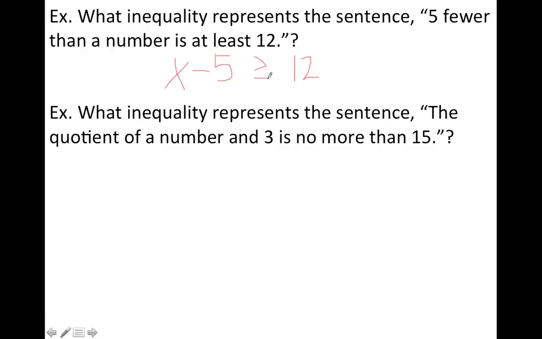For the second one, what inequality represents the sentence, the quotient of a number and 3 is no more than 15? Hopefully you know that quotient means divide. So the quotient of a number and 3, our number is x, and 3, and we have 15 over here. Now we just have to decide what our inequality symbol is going to be. It is no more than 15, so that means this cannot be greater than 15. So it has to be less than, but can it be equal to? No more than 15? Well, 15 is no more than 15, so yes, it can be equal to.